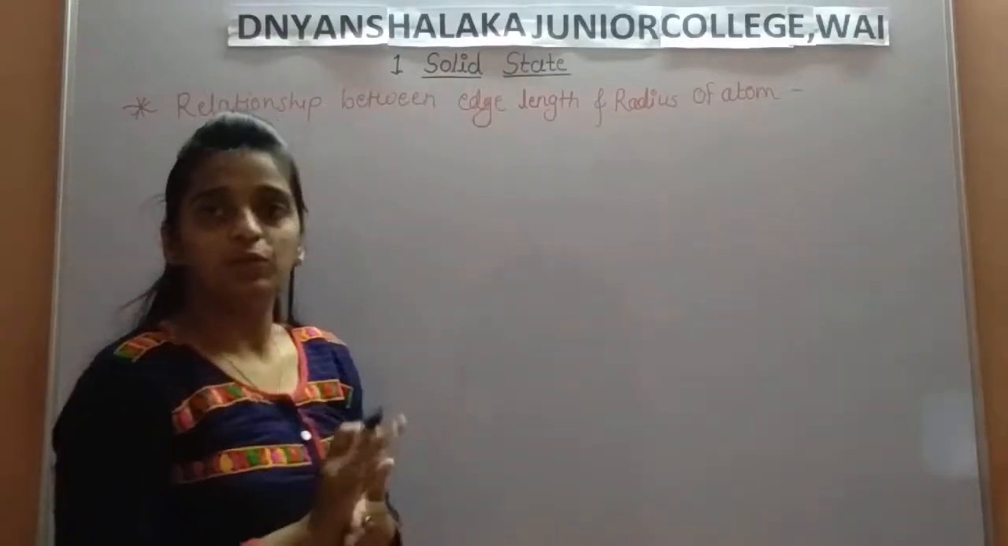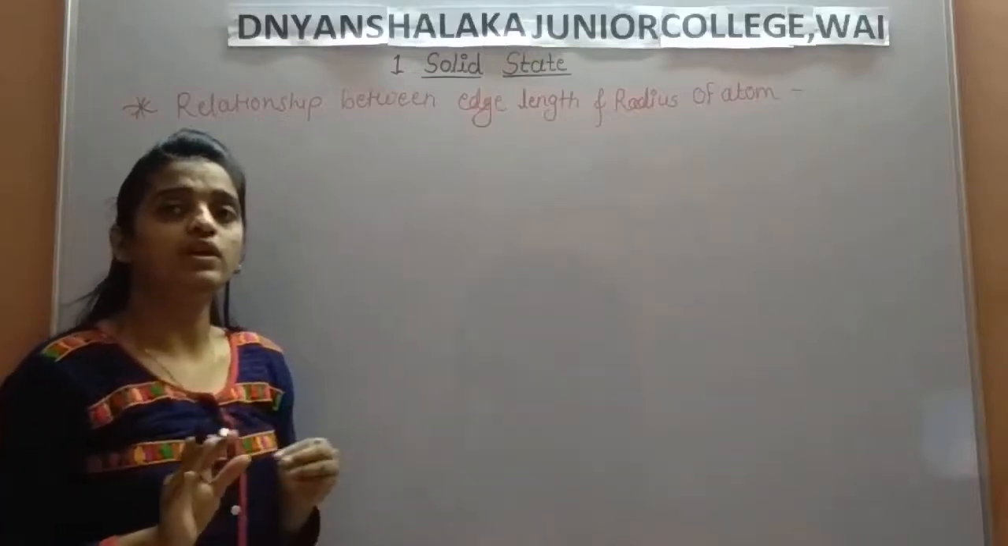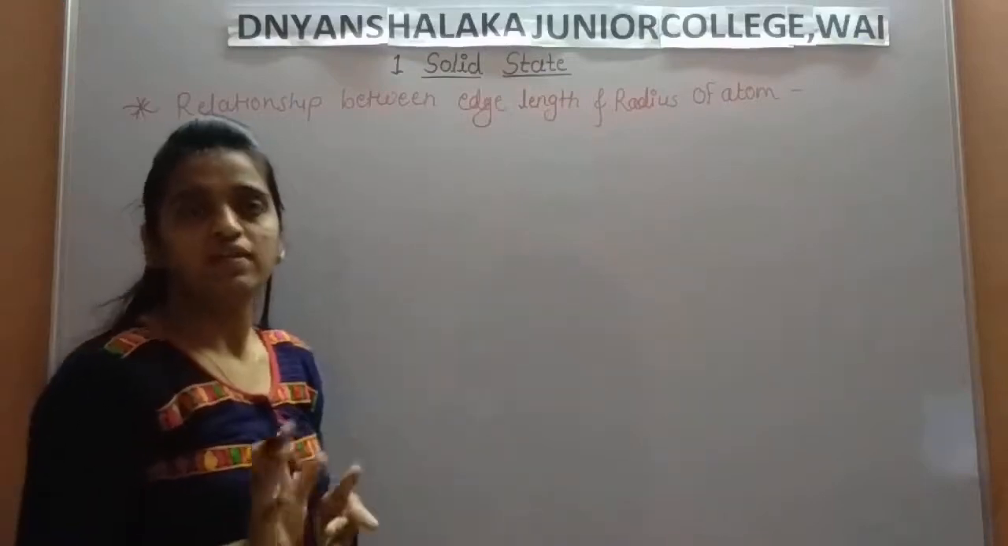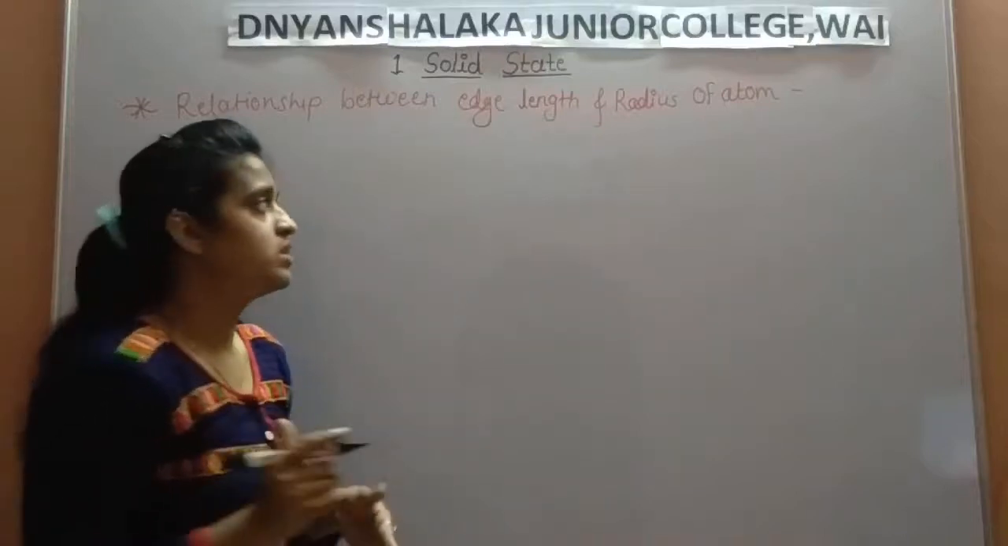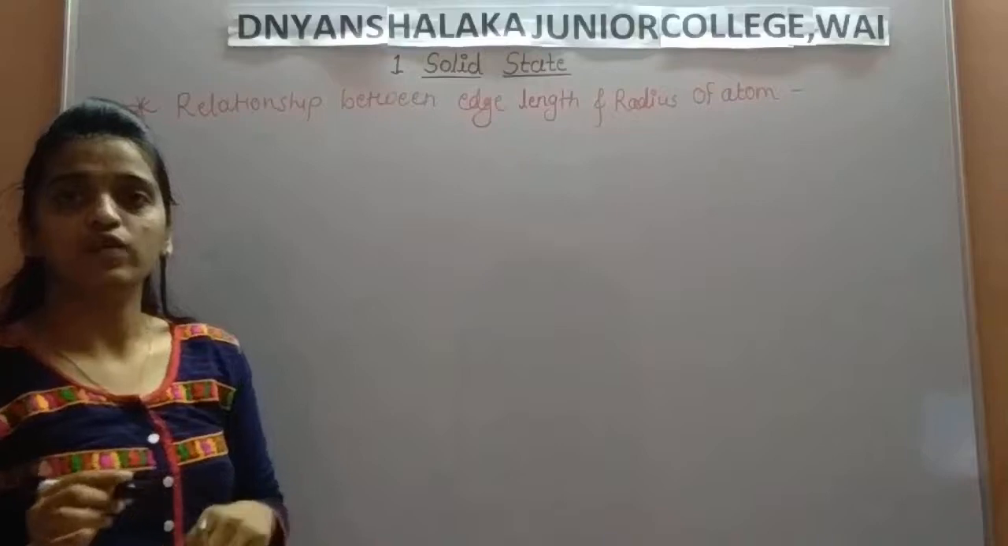But experimentally proved by the scientist Bravais, only 14 types of arrangement are possible. So this is called the Bravais lattice. And these 14 types of crystal system we discussed in the last lecture. So in this lecture we discuss a relationship between edge length and radius of an atom.